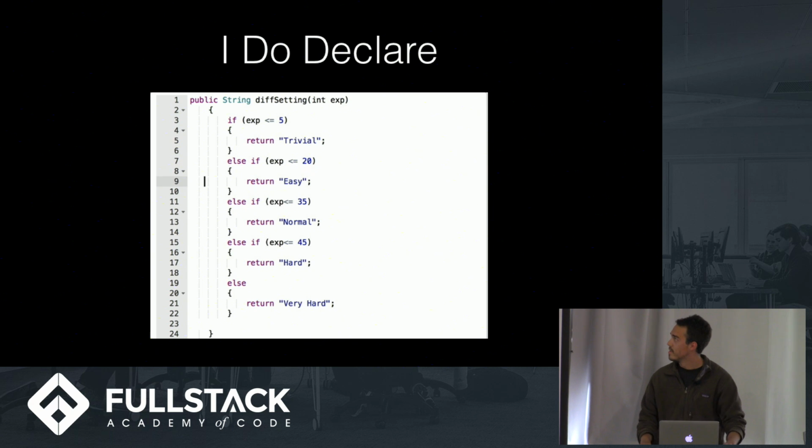All right. So I do declare. So if you look here, this is a function. First you need to say it's public, which means anyone can use it. String, which means it's going to return a string. When you look at the parameter, it says int xp, which means that it's going to be an integer. So everything has to be declared in Java.